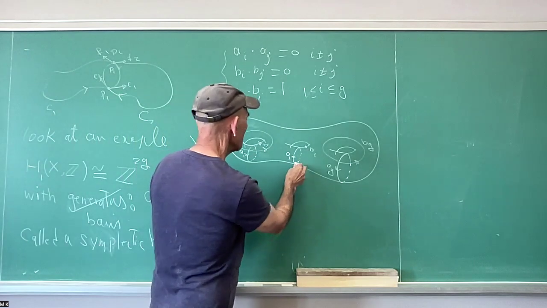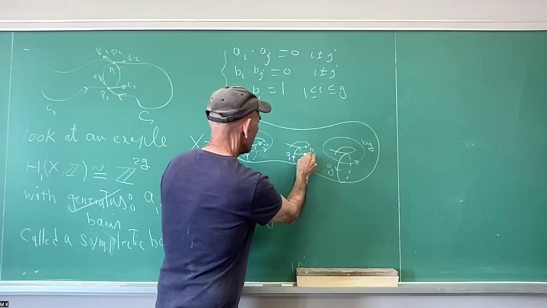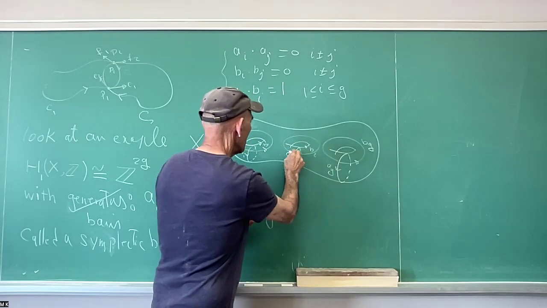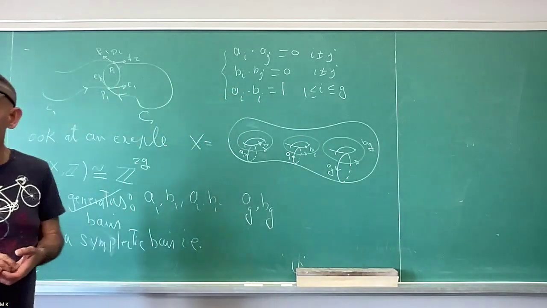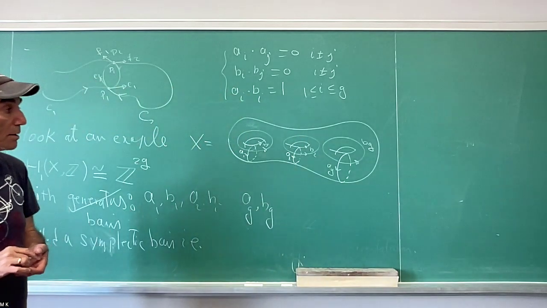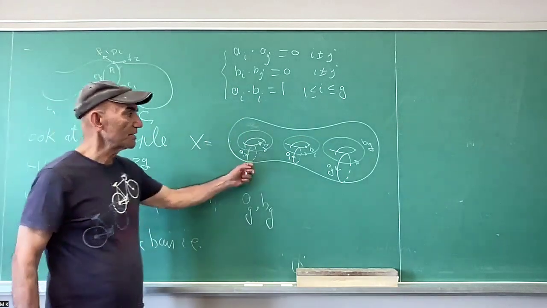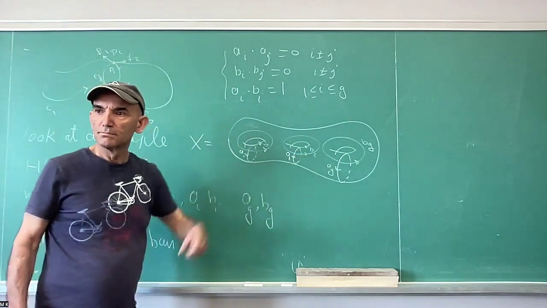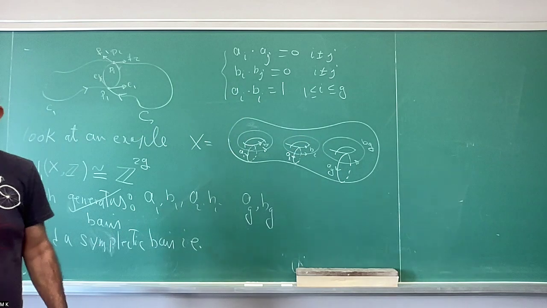Why didn't I write this? I should have done this here as well. What about AI dot BJ? They don't intersect. If it doesn't intersect, it's 0. What if they're the same one? AI dot AI.